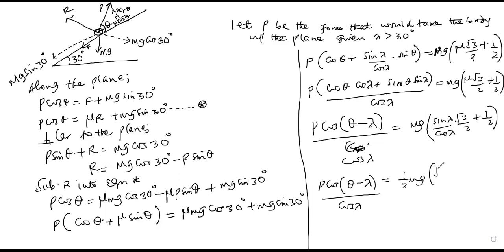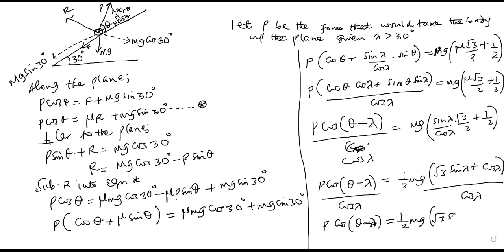I'm left with root 3 sine lambda plus, since the LCM is cos lambda, you will divide it here, so it will be cos lambda out of cos lambda. Cos lambda and cos lambda will cancel, so we shall have P cos theta minus lambda is equal to a half mg root 3 sine lambda plus cos lambda. All right, but I'm interested in P.